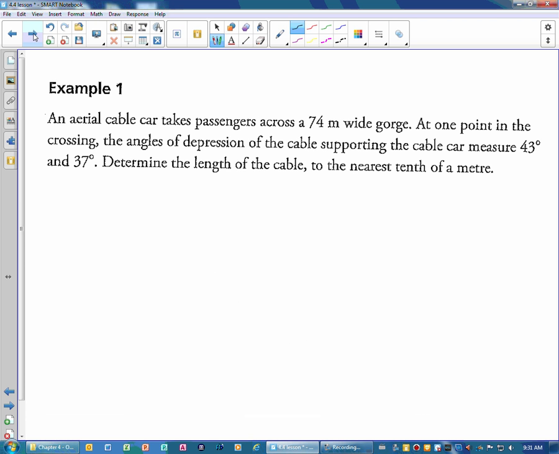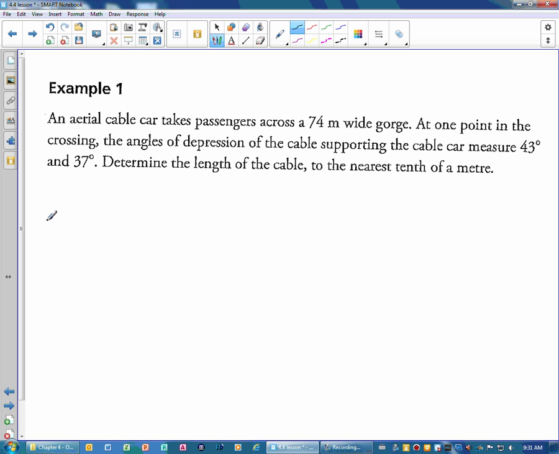So there's two examples here that we're going to go through, and again, it's all about finding the picture. So we're going to try to draw the picture and then use it to solve what we need to know. Example number 1 says an aerial cable car takes passengers across a 74-meter wide gorge. At one point in the crossing, the angles of depression of the cable supporting the cable car measure 43 degrees and 37 degrees. Determine the length of the cable to the nearest tenth of a meter. Remember, nearest tenth means to 1 decimal place.